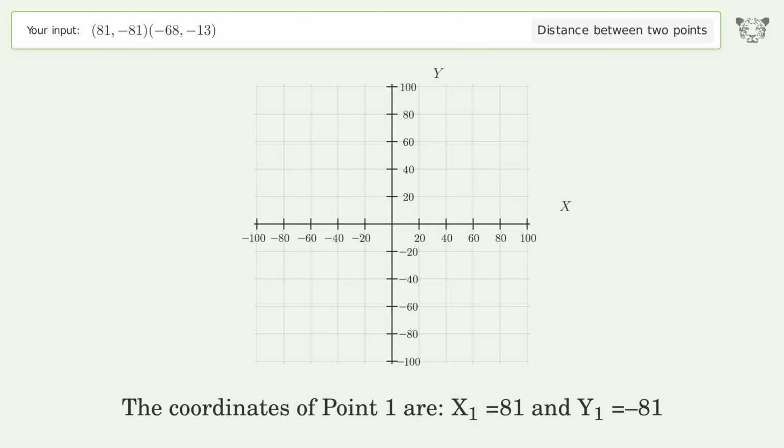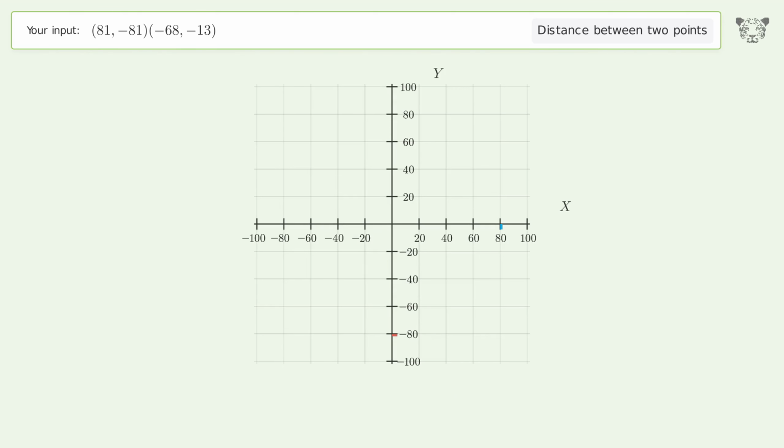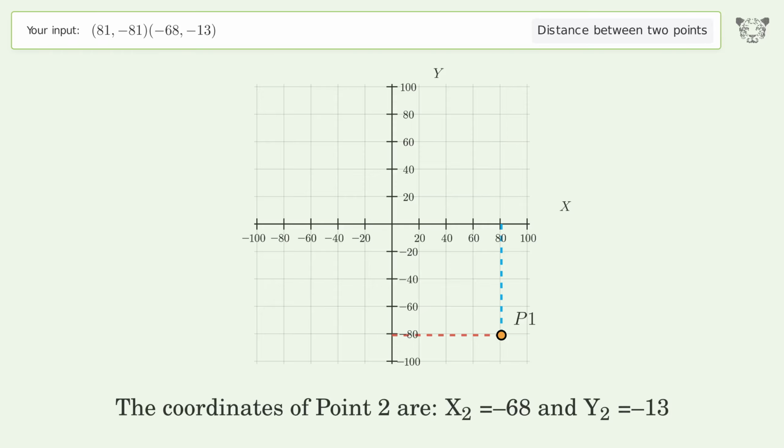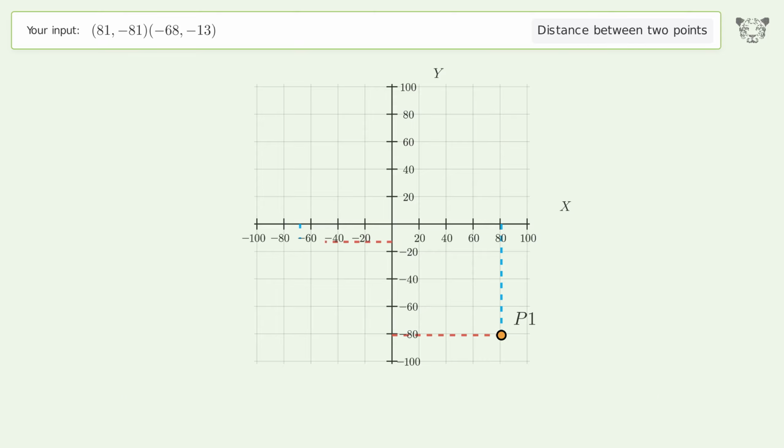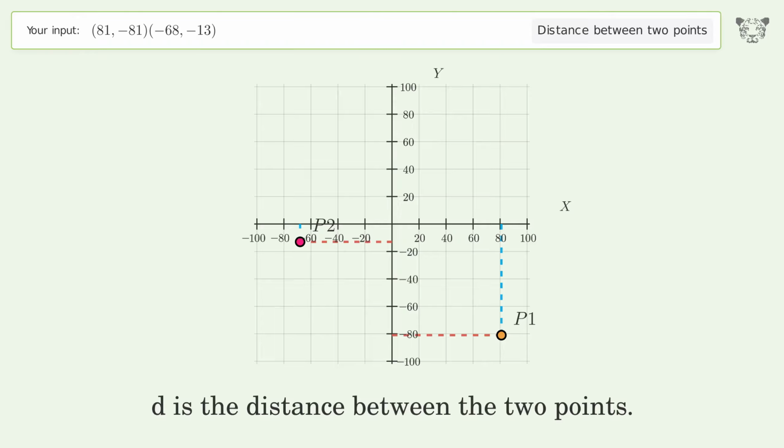The coordinates of point 1 are x1 equals 81 and y1 equals negative 81. The coordinates of point 2 are x2 equals negative 68 and y2 equals negative 13. D is the distance between the 2 points.